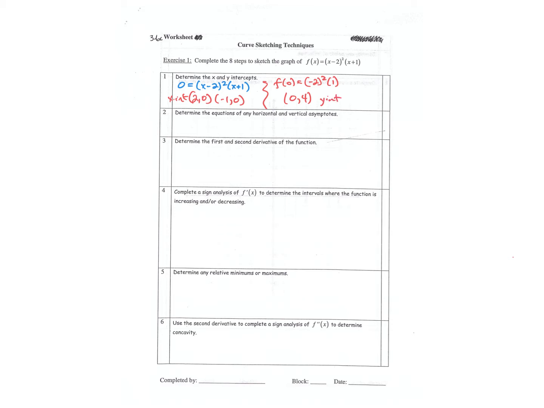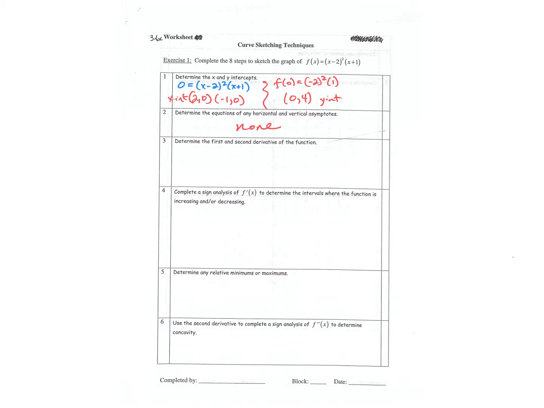Determine the equation of the horizontal and vertical asymptotes. Horizontal asymptotes are when I take a limit to what? Negative infinity and positive infinity. Am I going to get one? No. Vertical asymptotes is a number over 0. Am I going to get anything? No, I got nothing going on there, so none. All right, let's look at number 3.